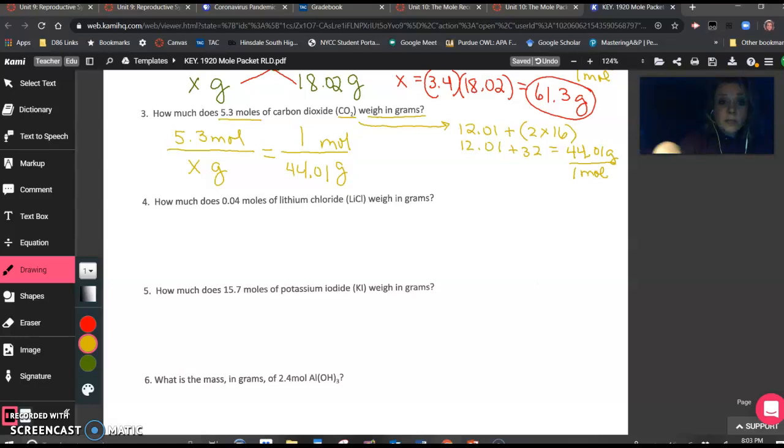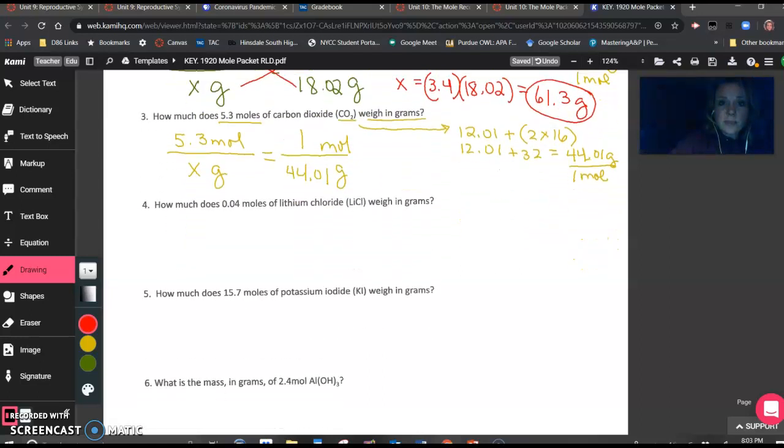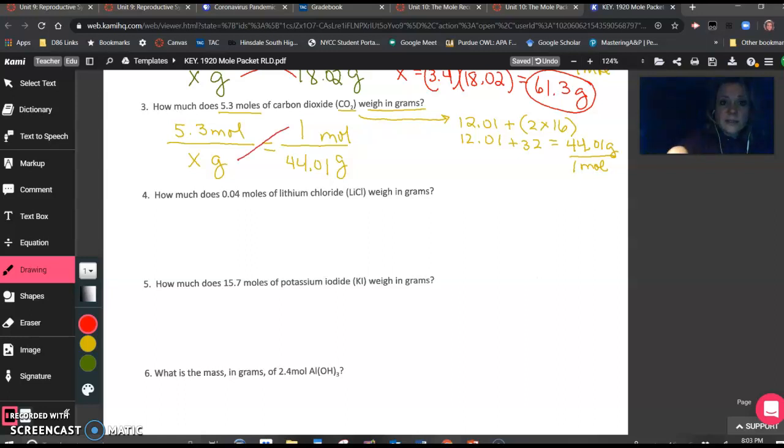Awesome. Now what I need to do is cross-multiply and divide if necessary. Here I just wanted to check something. Yep. So here I have 1 times x is x, and x is equal to 5.3 times 44.01, and when I multiply that out, I should get an answer of 233.3, and I know I'm looking for grams because that's the unit that's next to my variable.